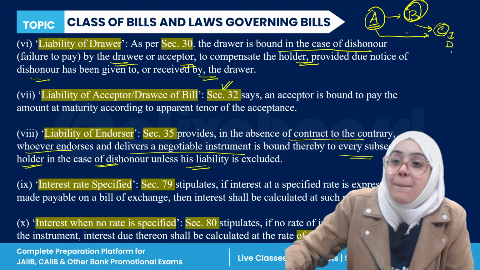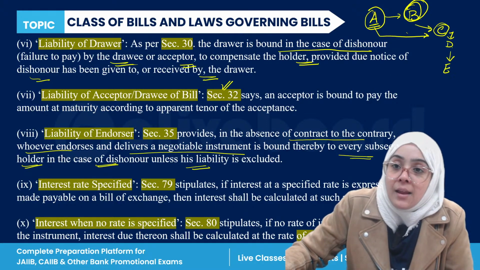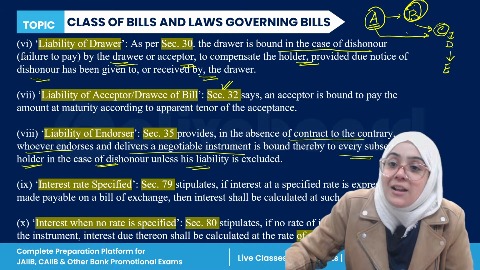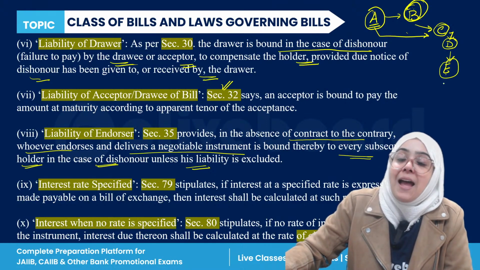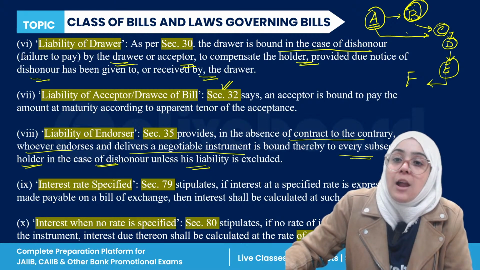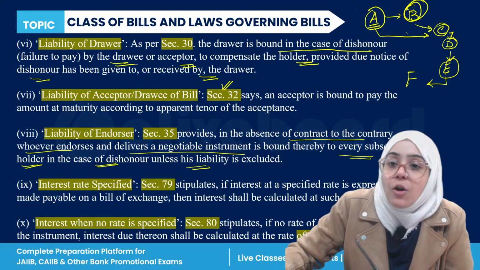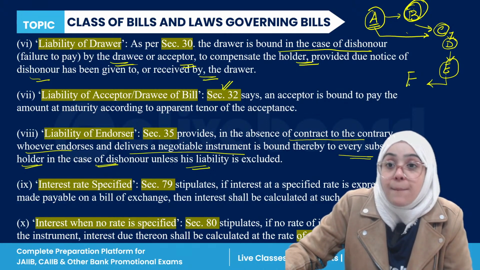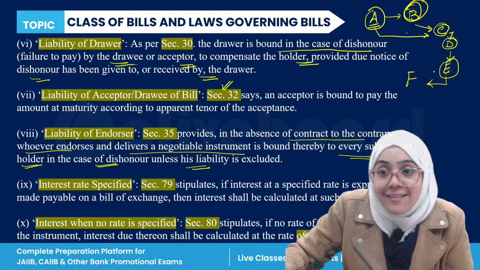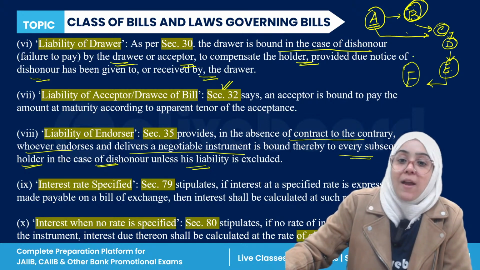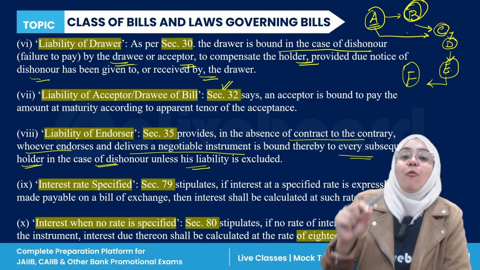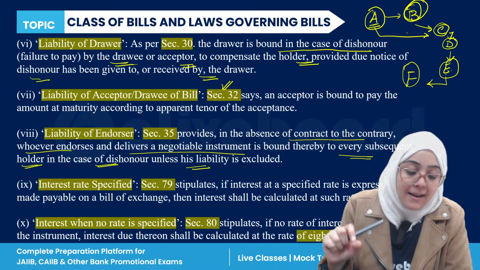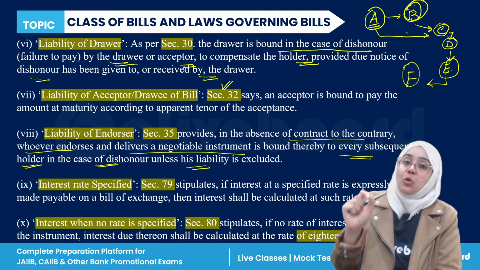Now, for example, D has endorsed this bill to E. Now, B is liable to pay E. If B defaults, then D is responsible for payment to E. Then, for example, E has endorsed the bill to F. Now, here B is responsible for making payment to F, right? But if B defaults, then E is responsible for payment. Every subsequent person is responsible for the payment of the bill unless his liability is excluded, right?